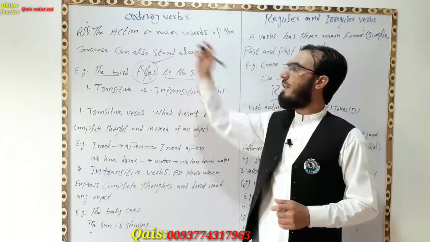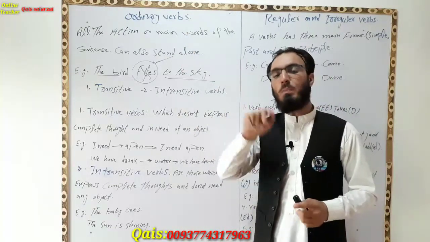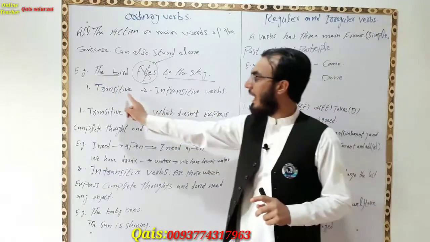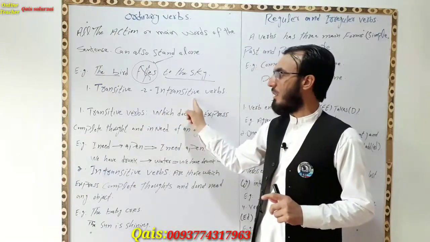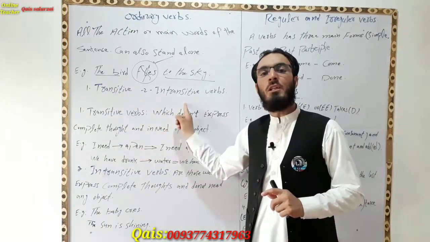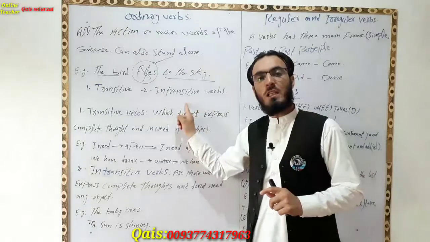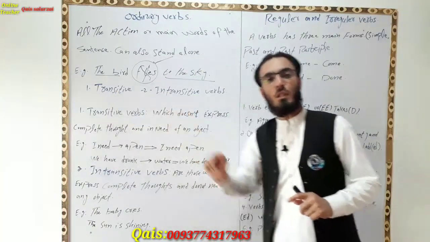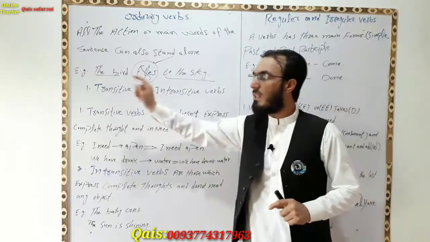Now guys, ordinary verb is divided into two different types, and each of them is the opposite of the other, and they are the transitive verb and intransitive verb. Once you learn the transitive verb, it means you have learned the intransitive verb. If you learn the intransitive verb, it means you have learned the transitive verb, because they are the opposite of each other. So let's discuss the transitive verb.